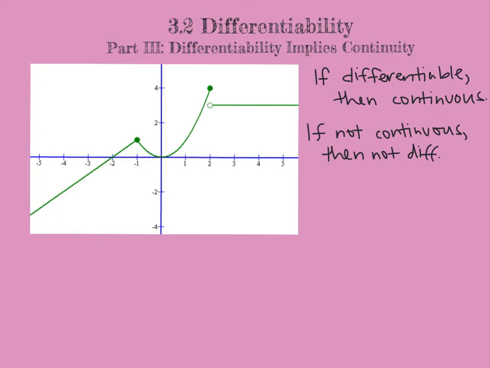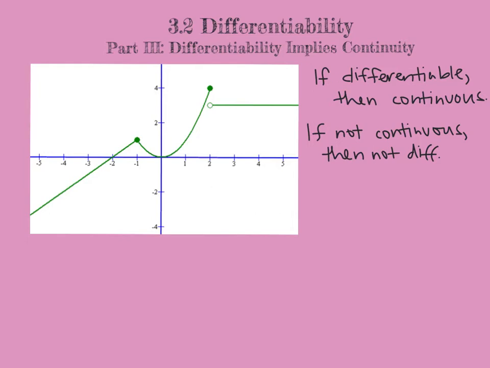So if we're differentiable at a certain point, then we're continuous there. So are we differentiable when x is -3, let's say? Yeah, sure. We could draw a tangent line here. It would just be this line. So therefore, are we continuous at x is -3? Yeah.